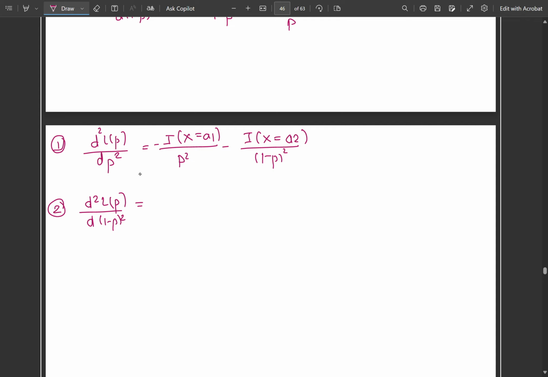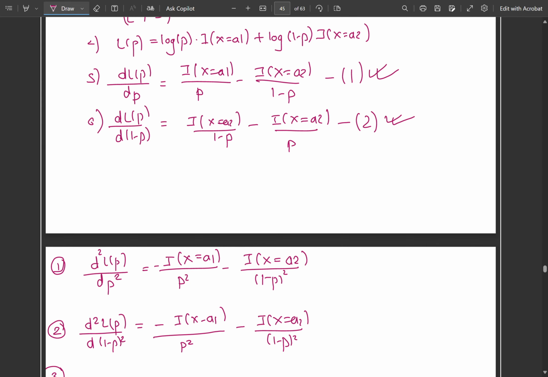Let me show you. This should be equal to minus indicator x = a1 over p squared, same as before, and minus indicator x = a2 over 1 minus p squared. It's the same as before, no change at all. These are for the diagonal terms. Now for the third expression, this is the off diagonal term.